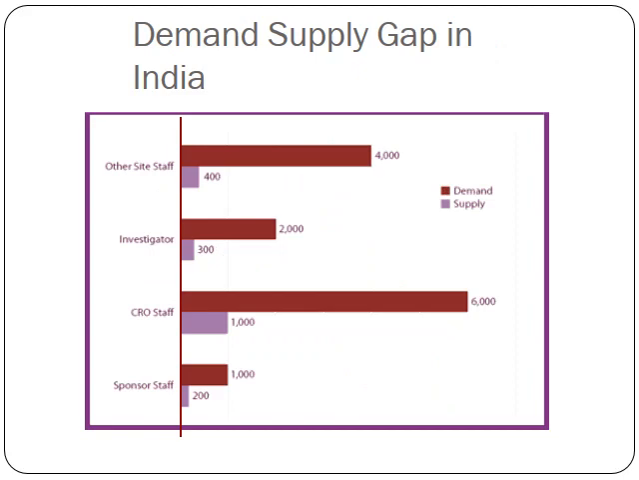So the demand-supply gap in clinical trials is actually increasing. You can see the number of site staff, investigators, CRO staff, and sponsor staff.